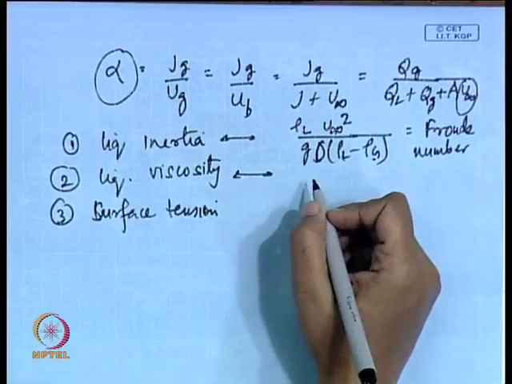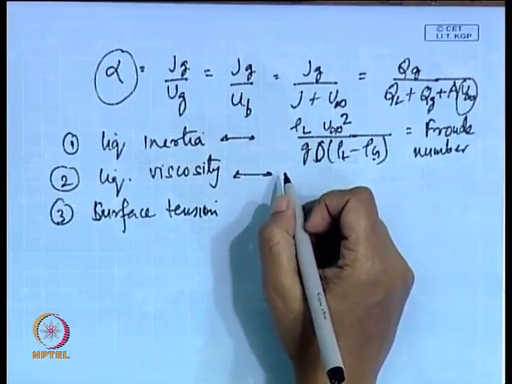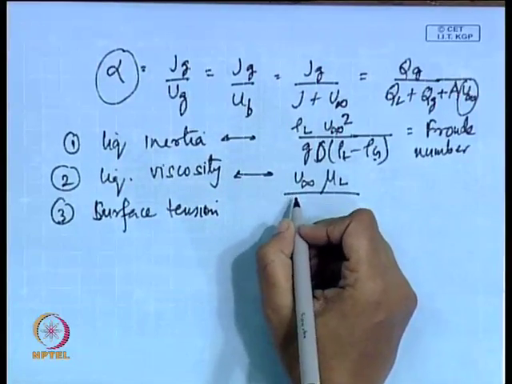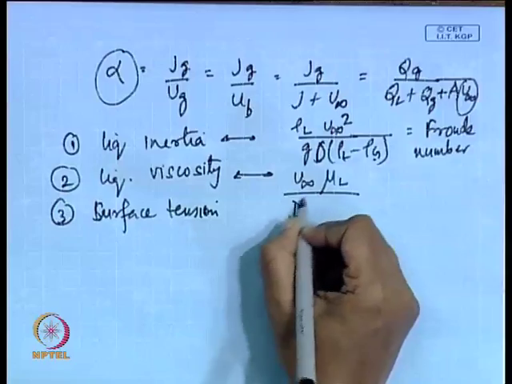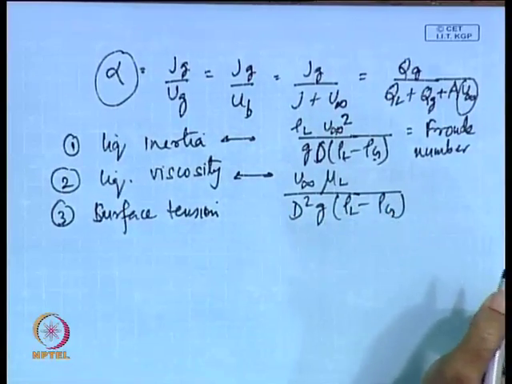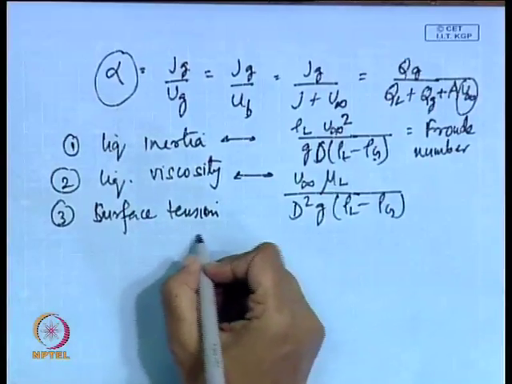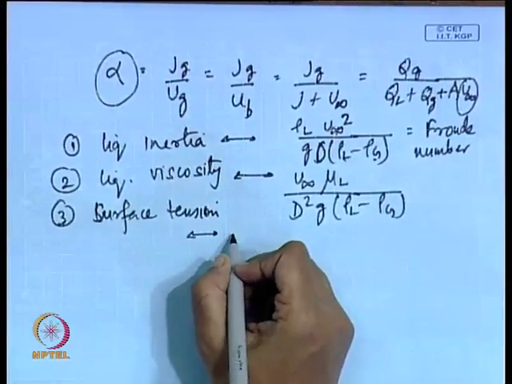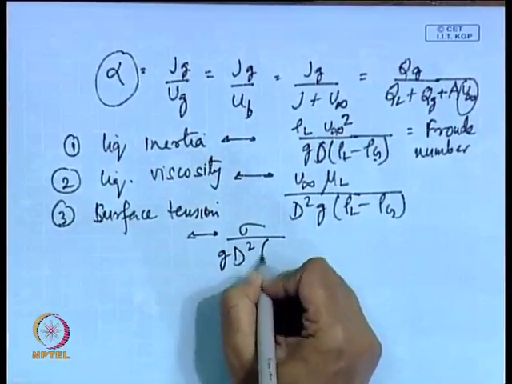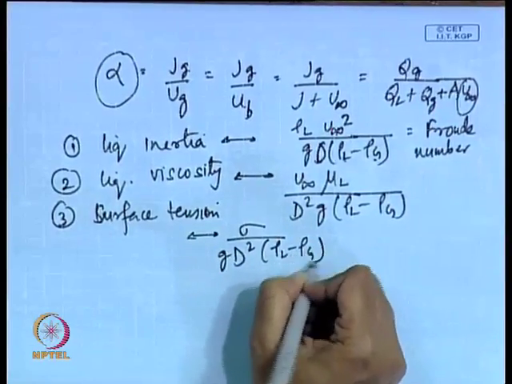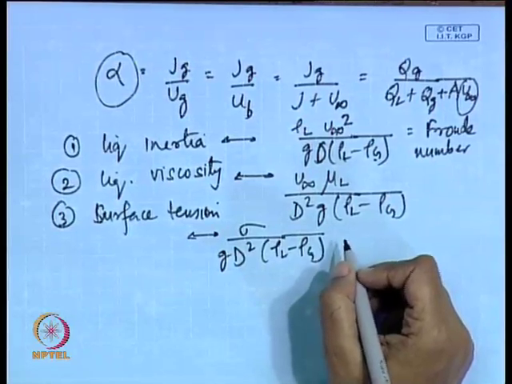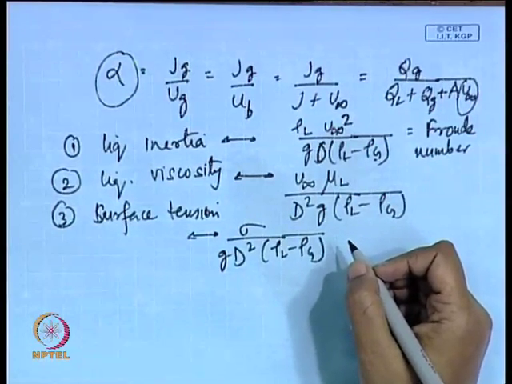Suppose a balance between buoyancy and liquid viscosity, this gives you a number which can be represented in this particular form, d square g into rho L minus rho g. And if we consider the surface tension and buoyancy balance, this gives us something of this sort. I do not know whether you have come across these numbers or not. This is more or less known as the Eotvos number. Okay, so this is known as the Eotvos number.